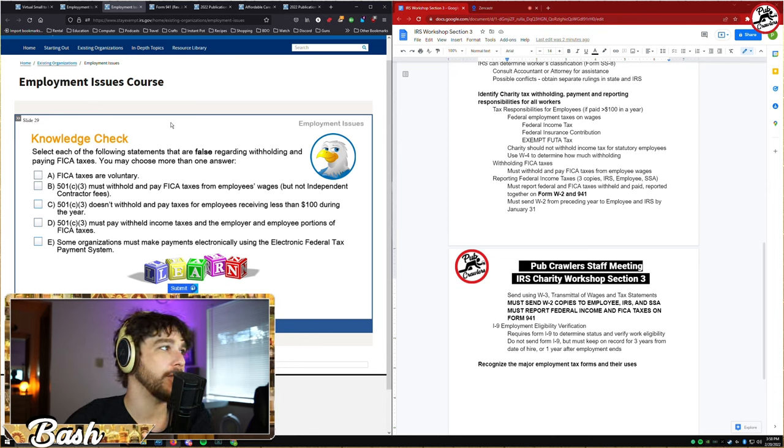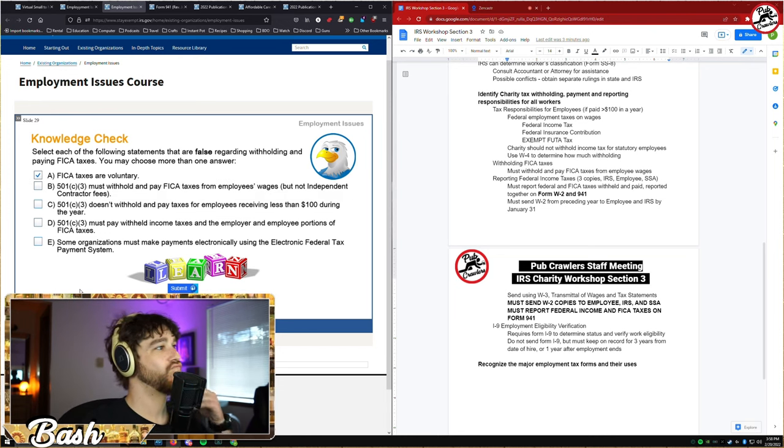A, FICA taxes are voluntary. That is wrong. B, 501c3s must withhold and pay FICA taxes from employees' wages, but not independent contractor fees. That is correct. C, 501c3s don't withhold and pay taxes for employees receiving less than $100 during the year. That's true. 501c3s must pay withheld income taxes and the employer and employee portions of FICA taxes. That is true. Some organizations must make payments electronically using the electronic federal tax payment system. That is also true.